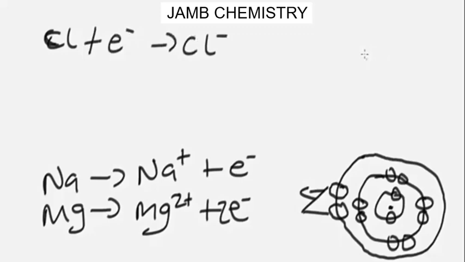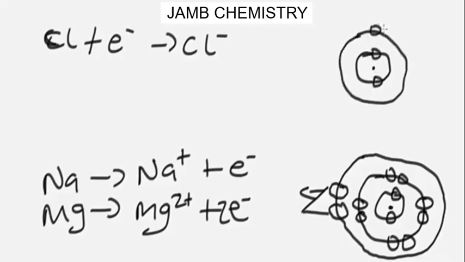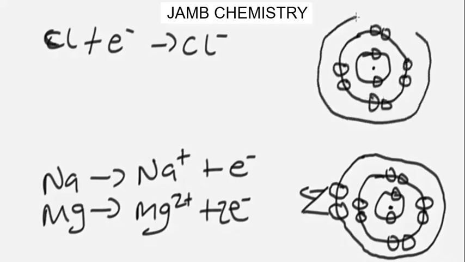So let me draw the atomic structure of chlorine. This will be the first shell, nucleus. This will be the second shell. Alright, it has 8 electrons. Okay, and this will be the third shell. It has 17 atomic number. Alright, so we have 6, we have 7.